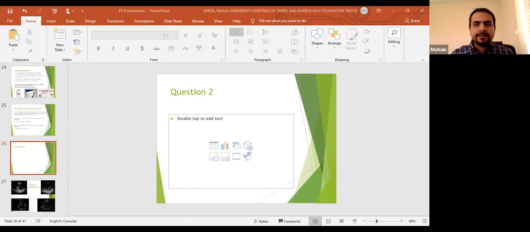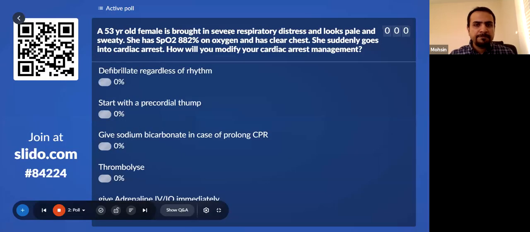This is the second MCQ I wanted to share with you guys. So a 53-year-old female brought with severe respiratory distress and looks pale and sweaty. Her saturation is... Sorry, Mohsin, we can't see the screen. You cannot see. Oh, okay, sorry about that. I think I've not shared it correctly. Yeah, that's fine now. Thank you. It's fine now? Yeah, thank you.